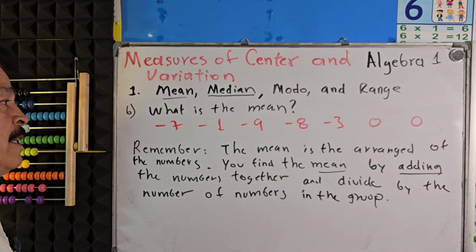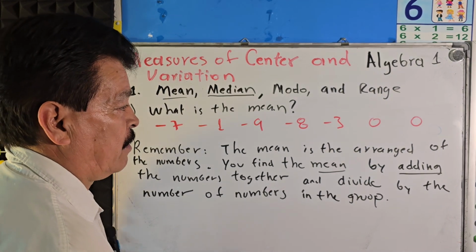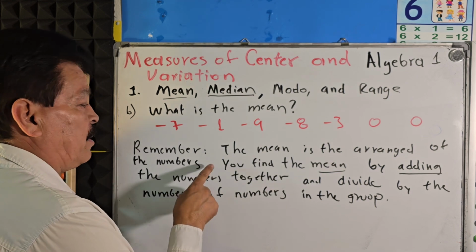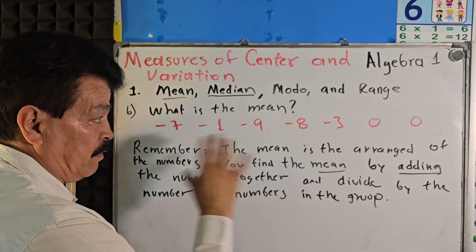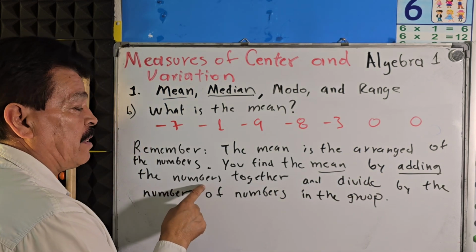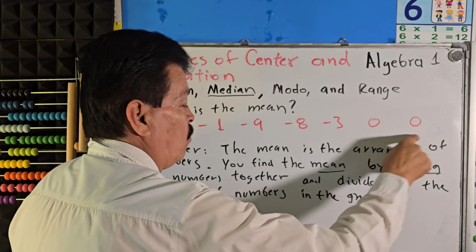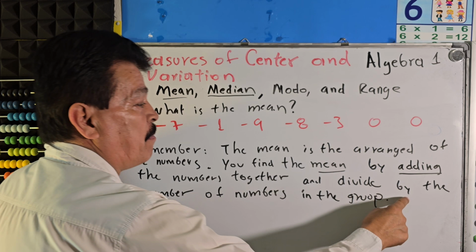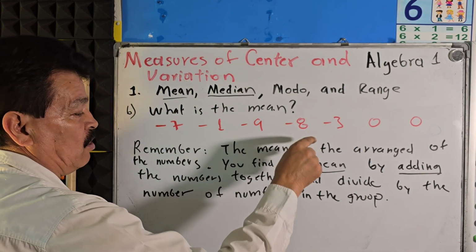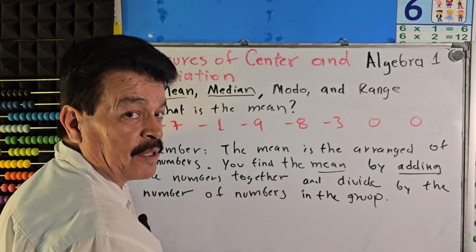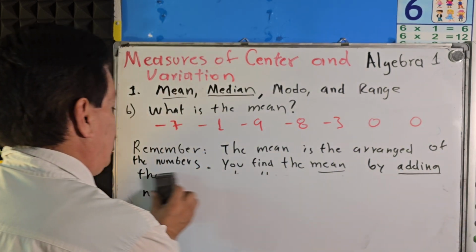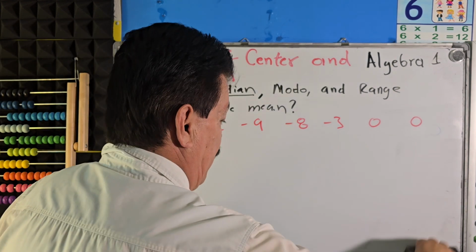All right, you have the concept here. So the mean is the average of the numbers. You find the mean by adding the numbers. We have to add all the numbers together and divide by the number of numbers. How many numbers do we have in the total of the group? Okay, that's it.